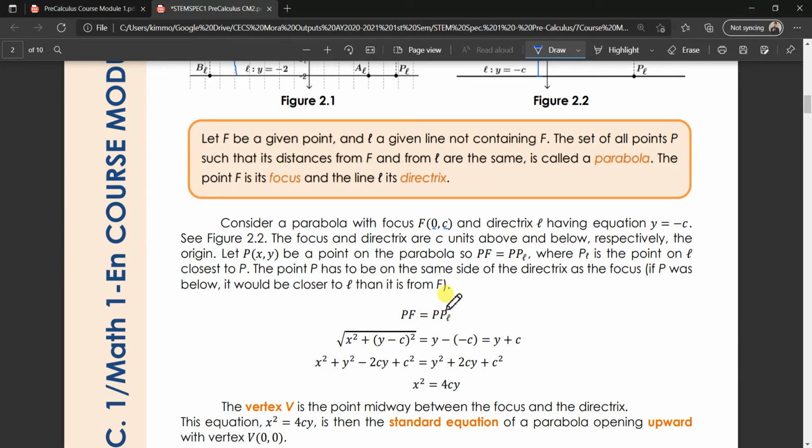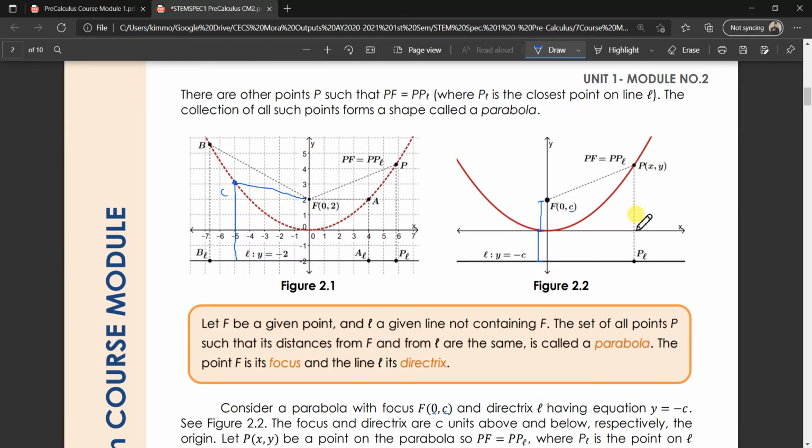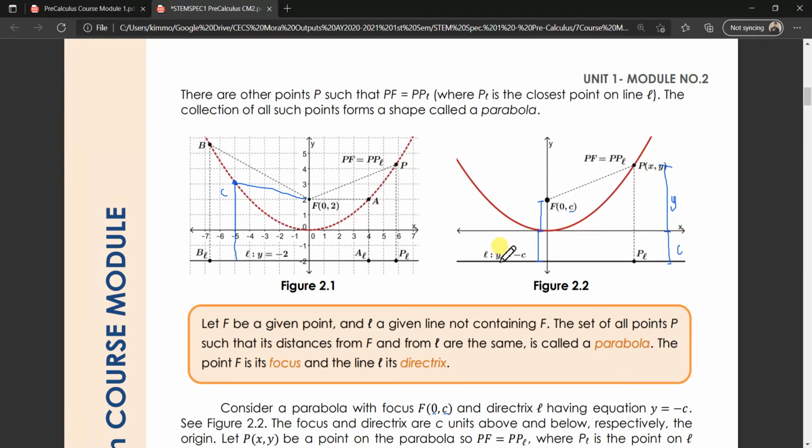So we equate it to the distance from P going to the point on the directrix. For this distance, we can no longer use the distance formula since it is just a straight line, so there is no slope involved. This distance is our y, right? Since these are the coordinates of y. And this distance is our c, right? Because y is equal to negative c. So this point is the negative c point. So the distance from here going to our x-axis is c.